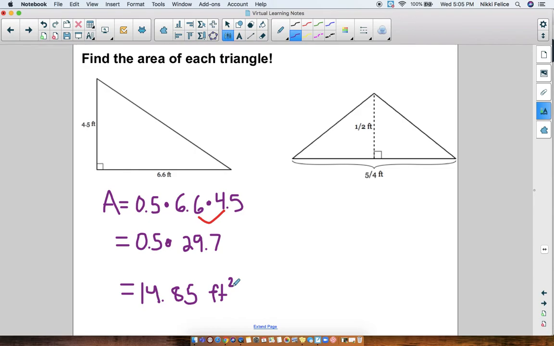If you did it a different way, that's totally fine, as long as you have the same answer. For triangle number 2, I see that there's fractions here, so I'm definitely probably going to want to use the fraction version of this formula. So area equals 1/2 times, now what's the base? The base is 5/4. And the height is, see, we start at the base of the triangle, we go straight up to the top point. The height is 1/2.